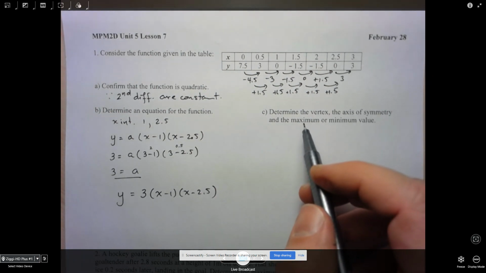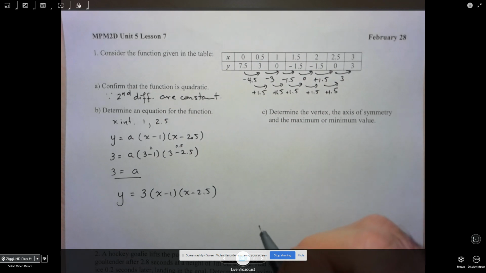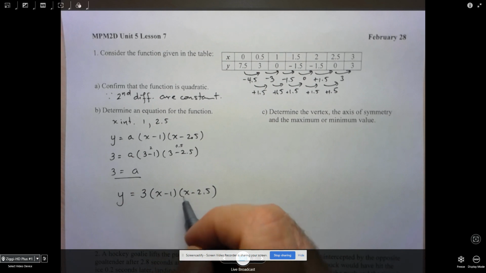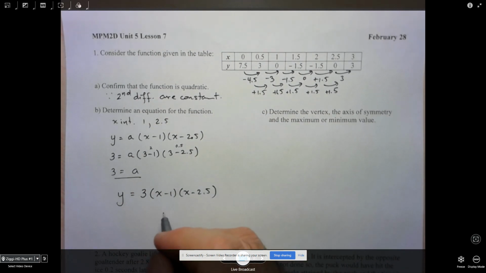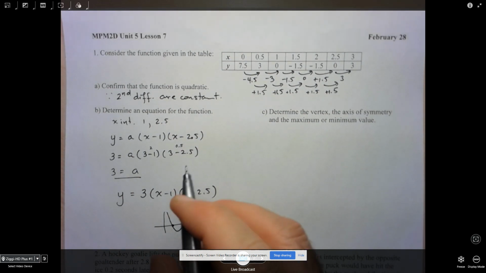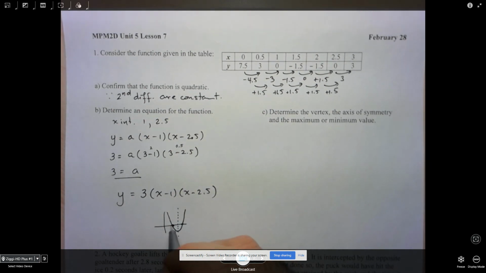Now, these are things that we normally would get from the vertex form, but we can get these also from factored form with a little bit of work. So here, this is a parabola going upwards, and because we know these 2 points, the x-intercepts on the x-axis, we know that the axis of symmetry, and hence the vertex, is going to be located right in between.